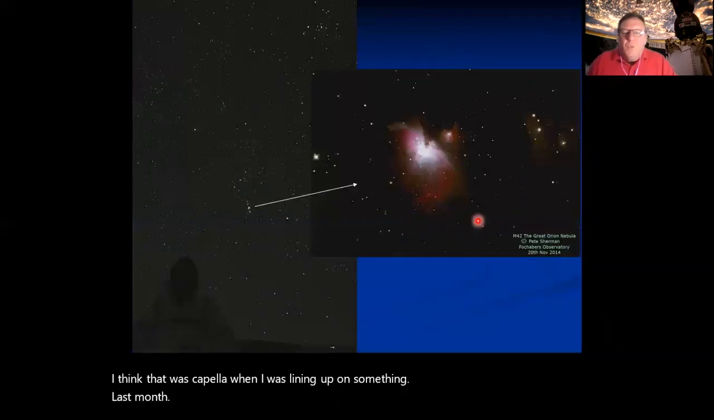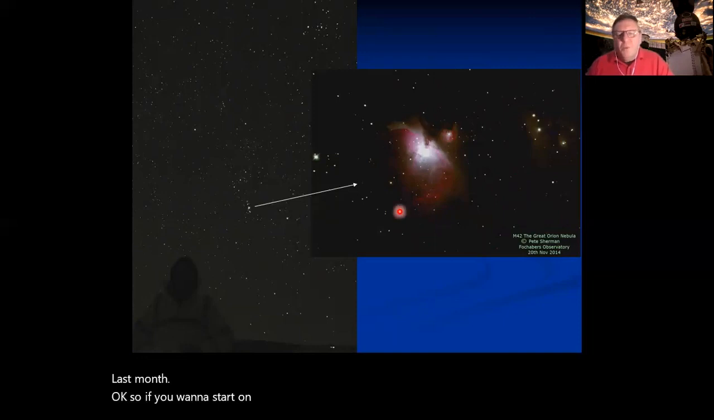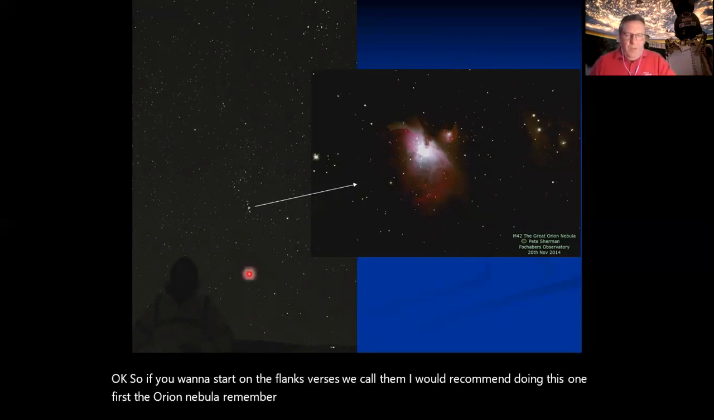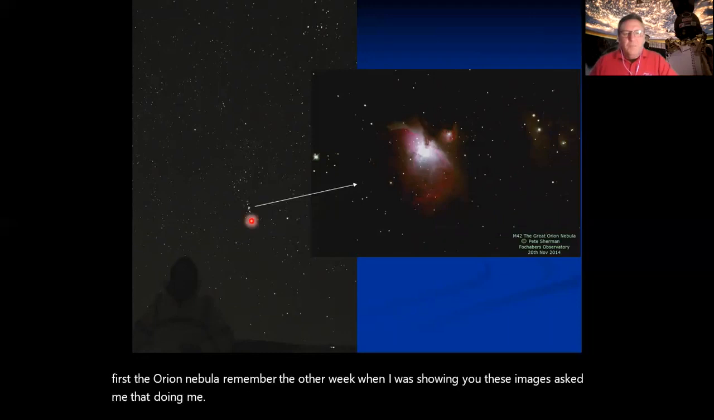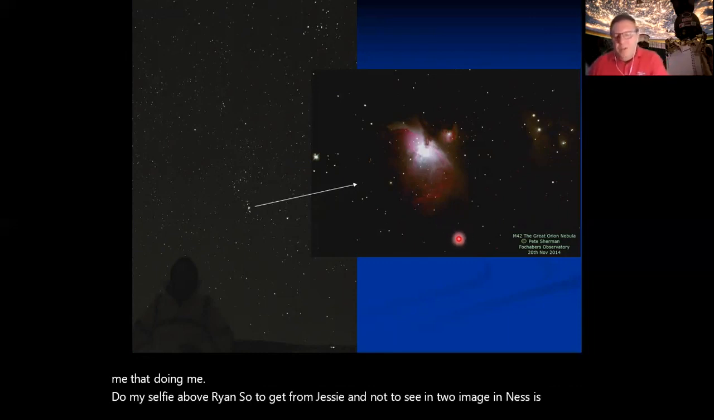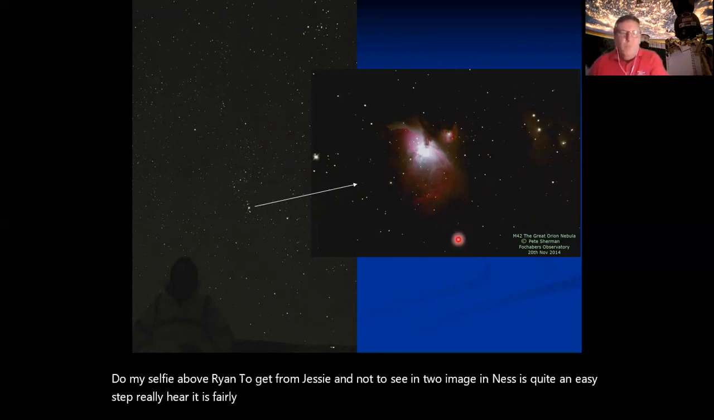Okay, so if you want to start on the faint fuzzies, as we call them, I would recommend doing this one first, the Orion Nebula. Remember the other week when I was showing you these images, that's me there doing my selfie above Orion. So to get from just seeing that to imaging this is quite an easy step, really. It is fairly simple once you get that focus done.